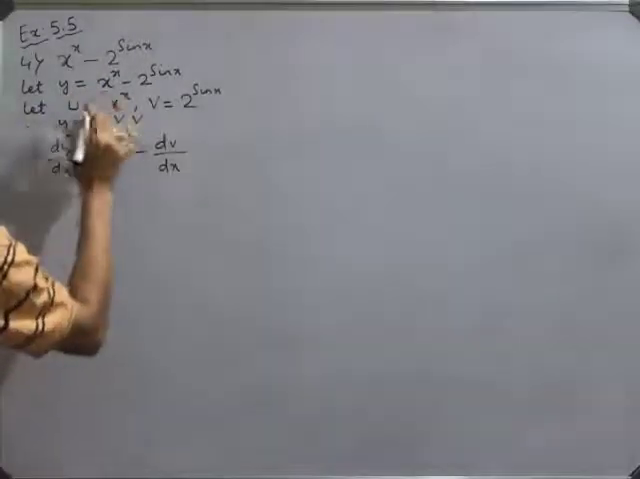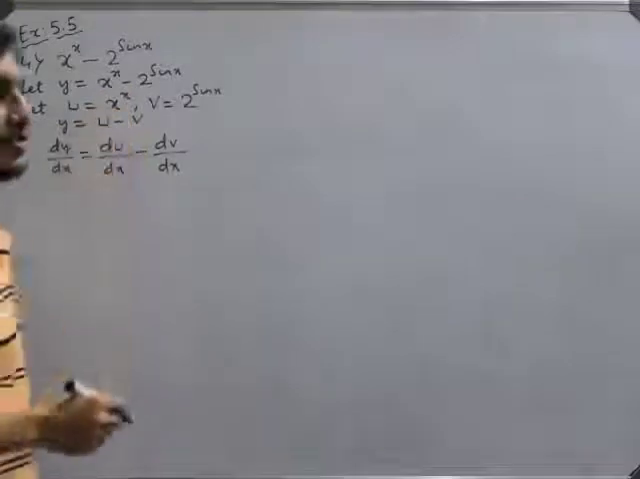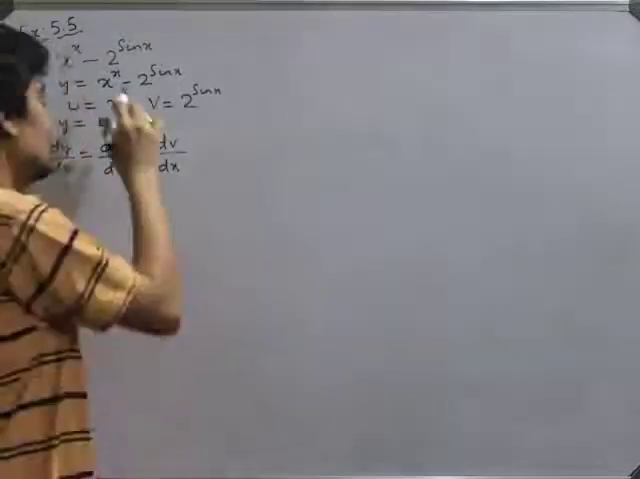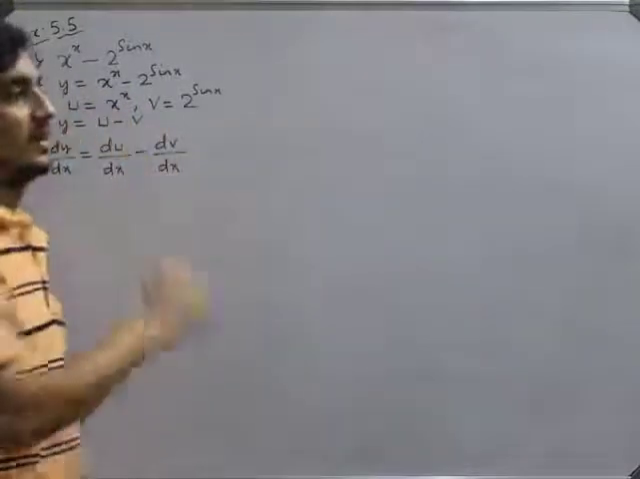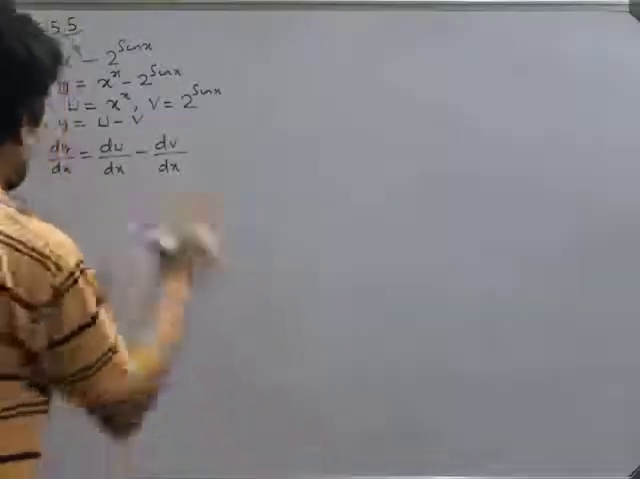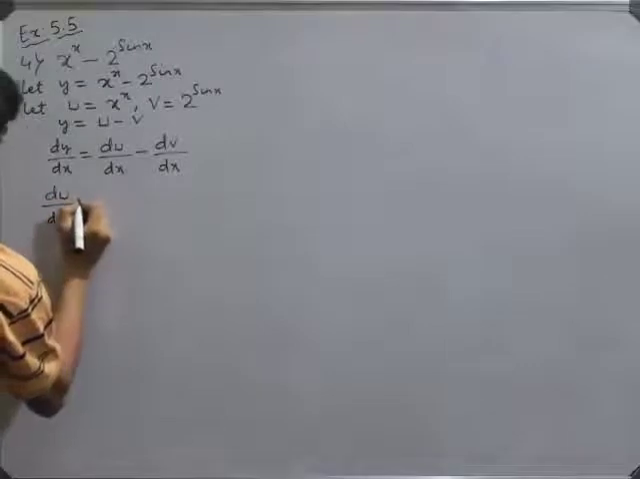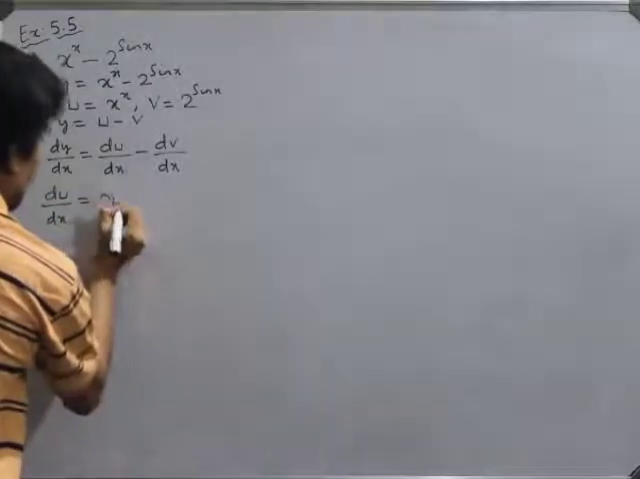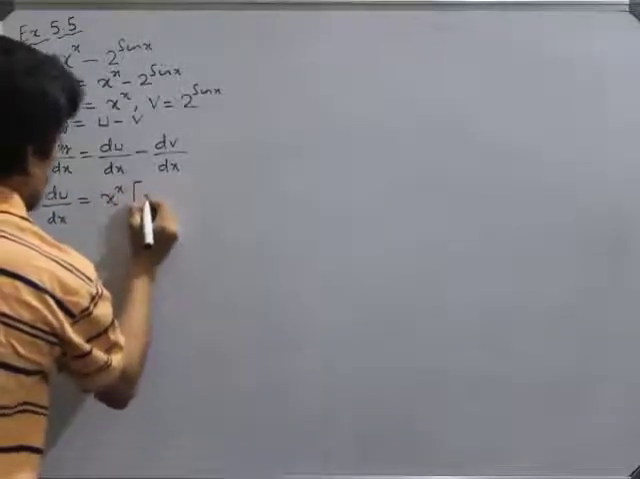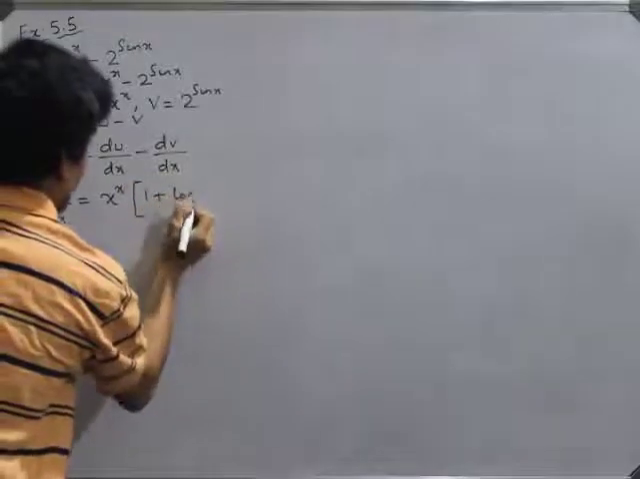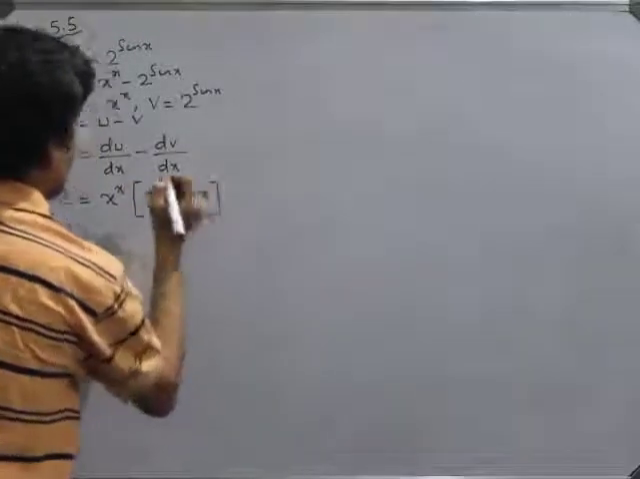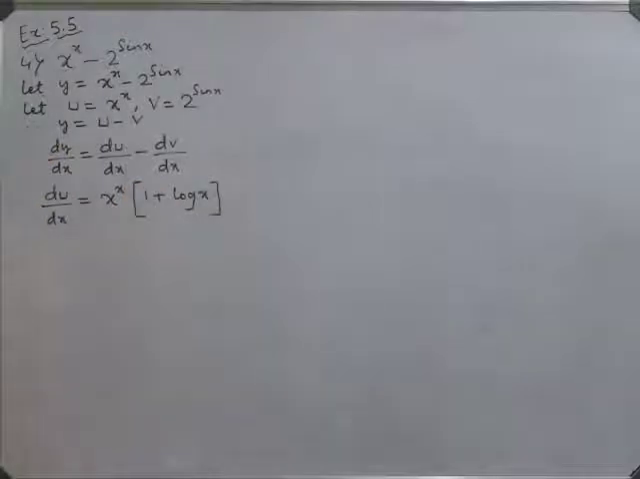So u is equal to x to the power of x. This one I have already solved in my previous video. It is also there in your example problem. So I will directly write du by dx is equal to, what is the answer? X to the power of x into 1 plus log x. Differentiation of x to the power of x is this one. We have already solved.